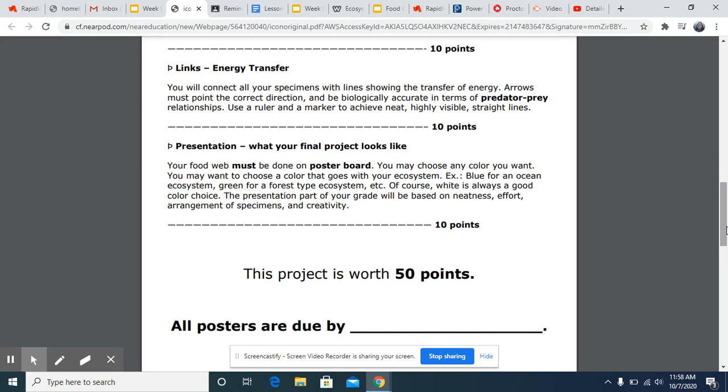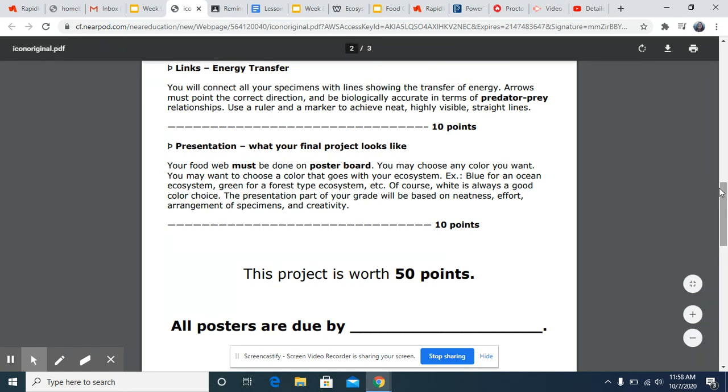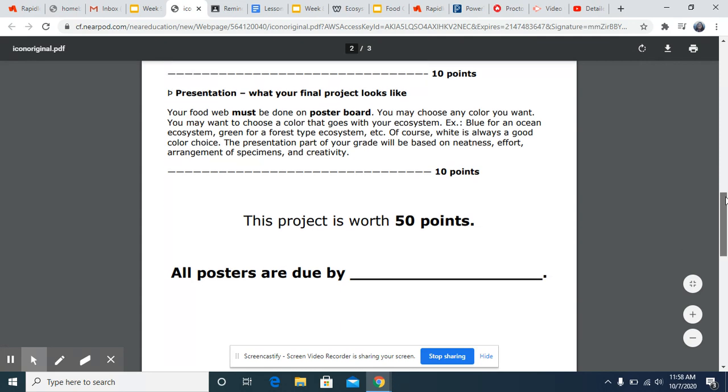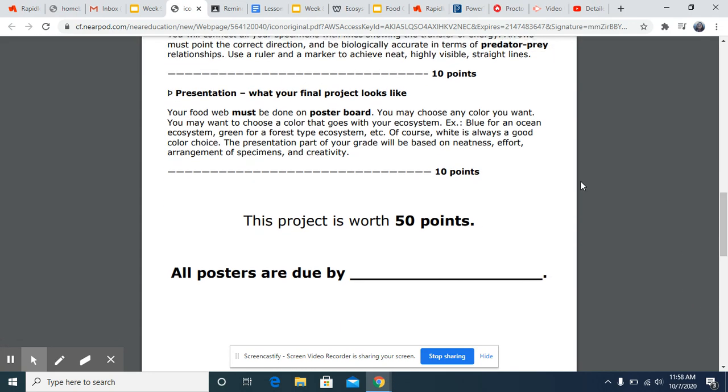Your food web must be done on a poster board. If you don't have poster board, you can just take a bunch of pieces of notebook paper or some sort of paper. I don't want you guys to have to go out and buy a poster board unless you want to. You can just take a bunch of pieces of notebook paper and tape them together. You may choose any color you want. You may want to choose a color that goes with your ecosystem. I know a lot of you really like to draw, so please just try your best on these drawings.